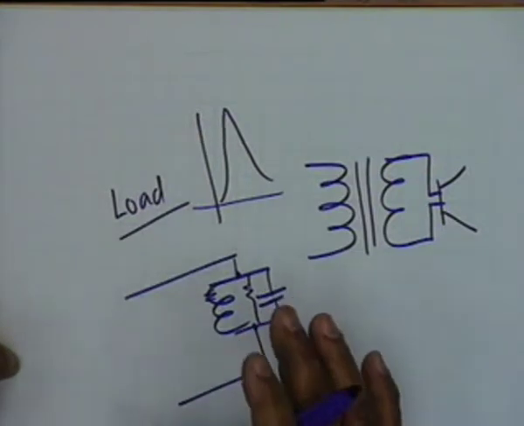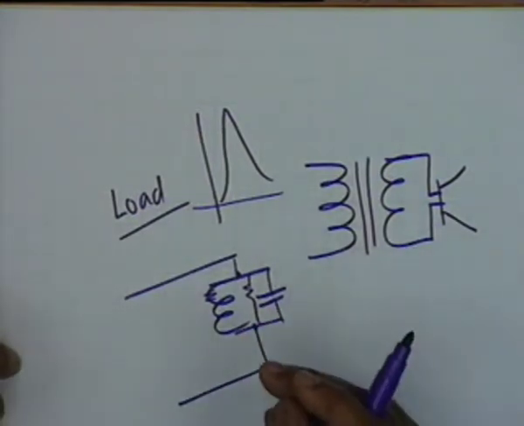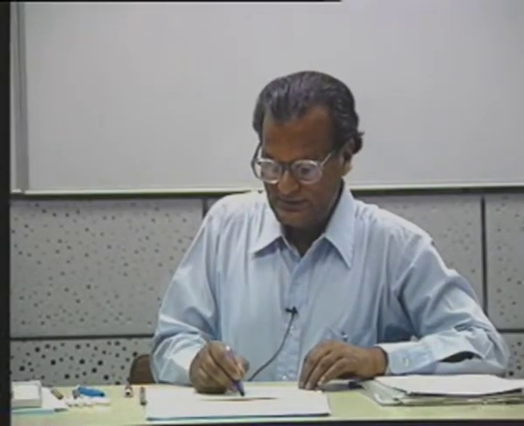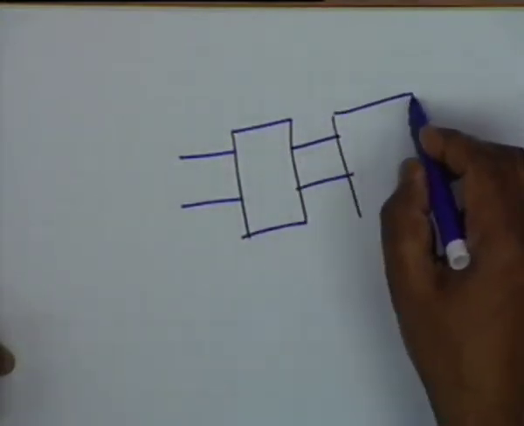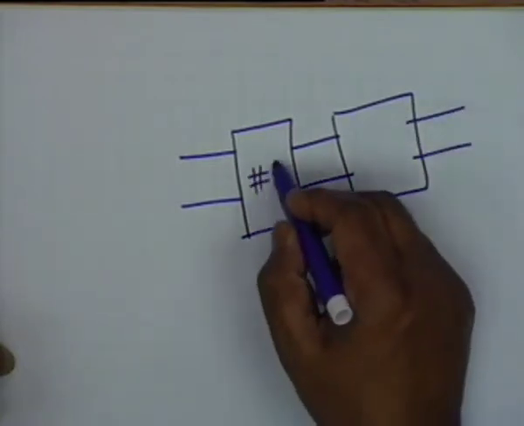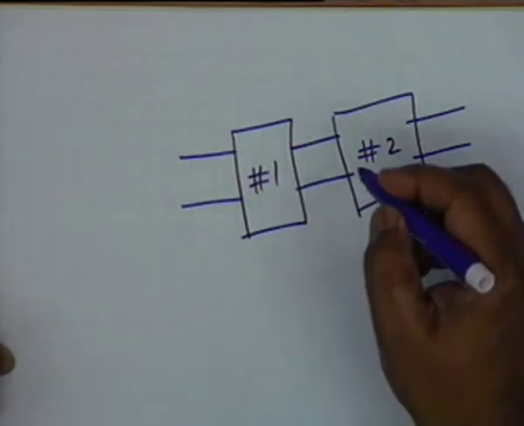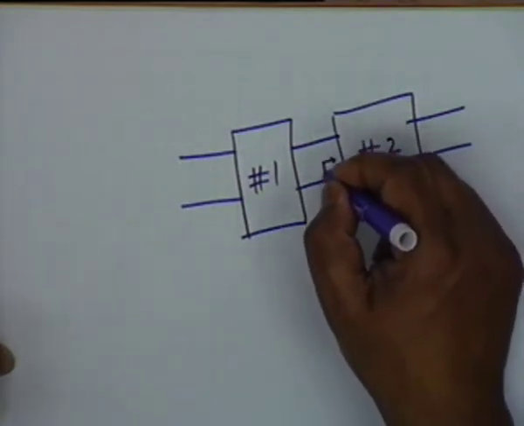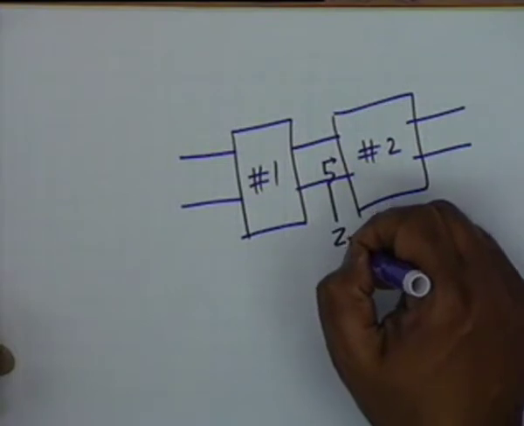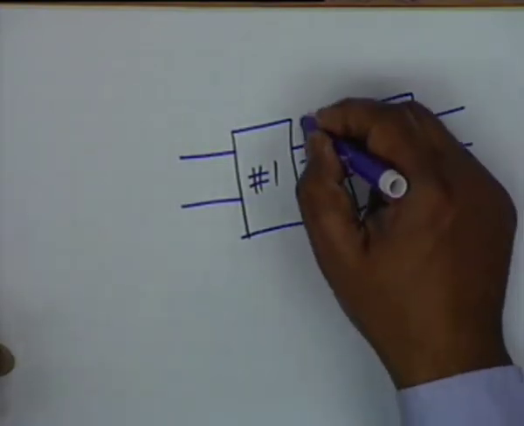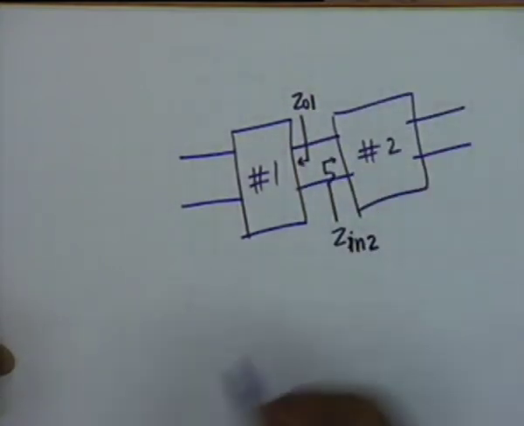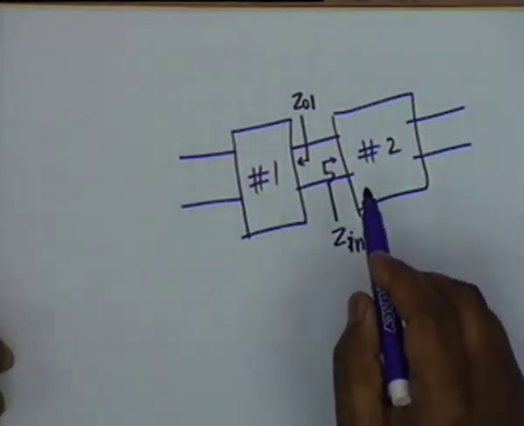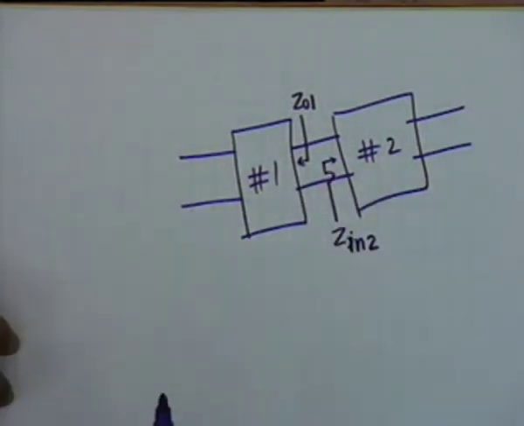So the nature of the load, whether it is resistive, inductive, capacitive or tuned, is important. It is also important to consider when you are connecting one amplifier stage to another. Suppose this is stage 1 and this is stage 2. It is important to consider what is the input impedance of this stage, Z in, and what is the output impedance of this stage, ZO1 and Z in 2. It is important to consider the relative proportion of these two.